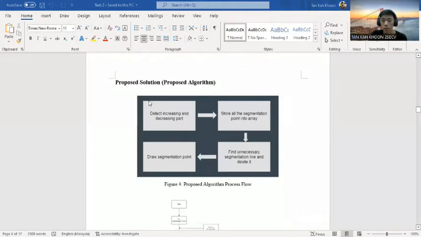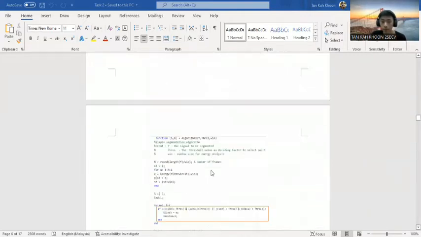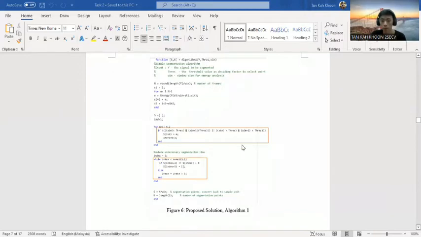So our proposed solution is to detect the increasing and decreasing part of the sound and store all the segmentation points into an array, and then find unnecessary segmentation lines and delete them. So it will not produce very many unnecessary segmentation lines. And lastly, it will draw the segmentation points. And this will be the flow chart of the proposed solution. And this is the coding of the proposed solution, and we added two pieces of code here in the highlighted area.